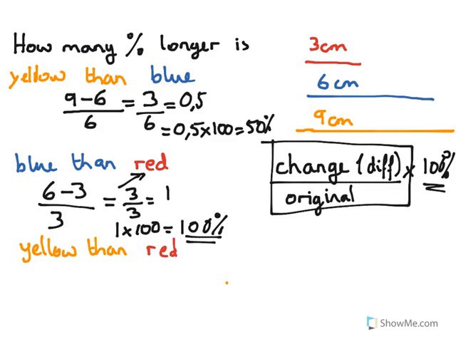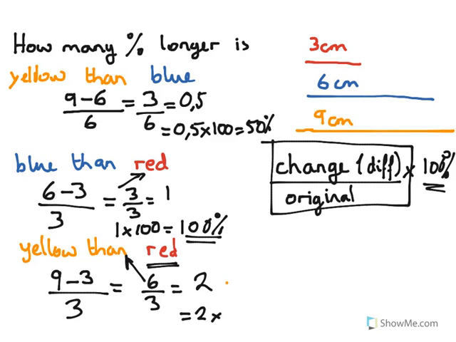It's 100% longer. The yellow one than the red one. Well, the difference between the yellow one, which is 9, and the red one, which is 3, divided by, we're comparing it with the red, the word than tells you which number should be on the bottom. The number that comes after than should be on the bottom, the 3, giving us 6 divided by 3, which is the same as 2. This is the decimal form, and we change our decimal form into a percentage by multiplying by 100% to give us 200%. So the yellow one is 200% longer than the red.